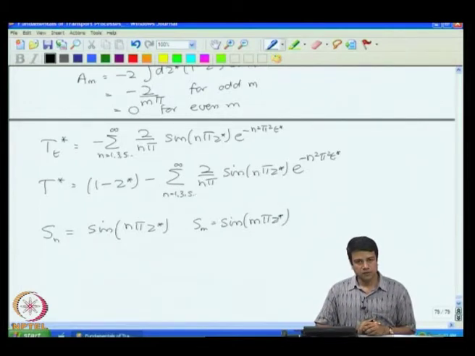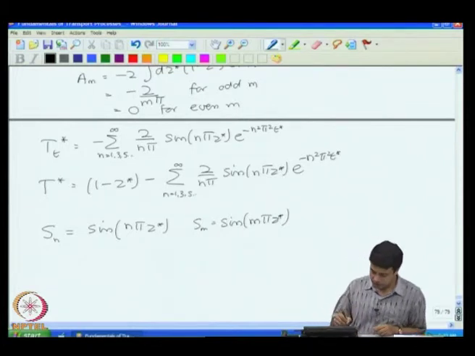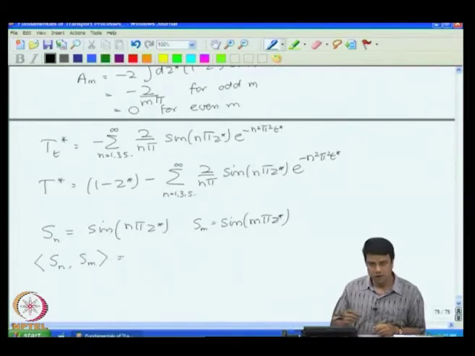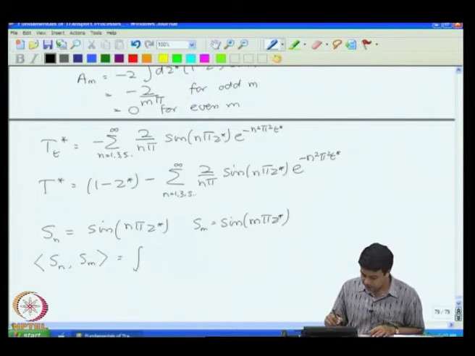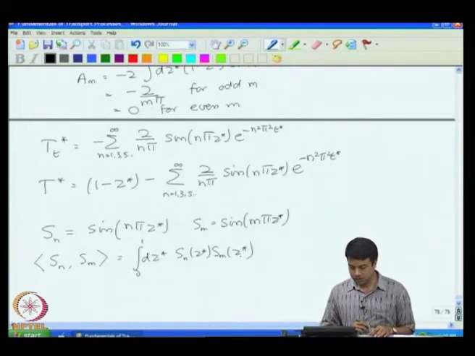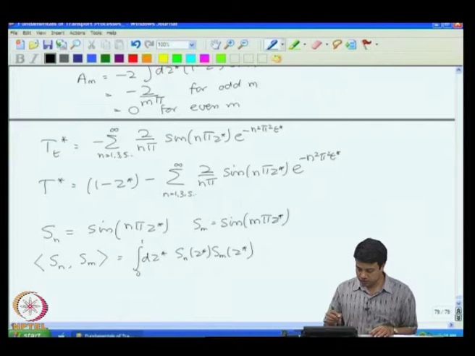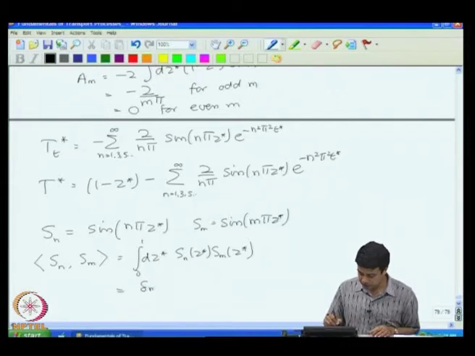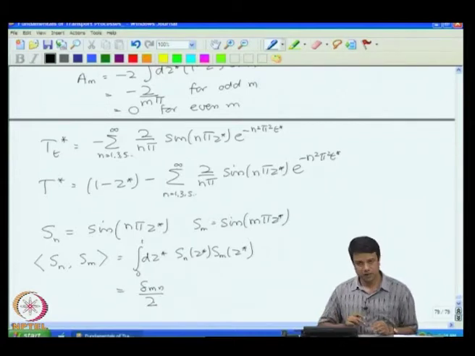I can define what is called an inner product of these two functions. I will use angular brackets here: ⟨S_n, S_m⟩ is equal to the integral from 0 to 1 dz of S_n(z) S_m(z). And I did the calculation to show you that this is equal to δ_mn / 2.